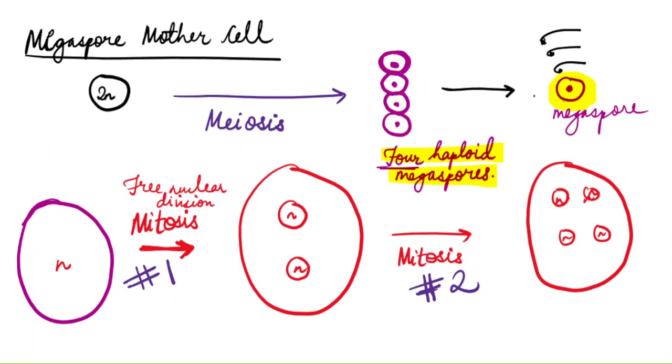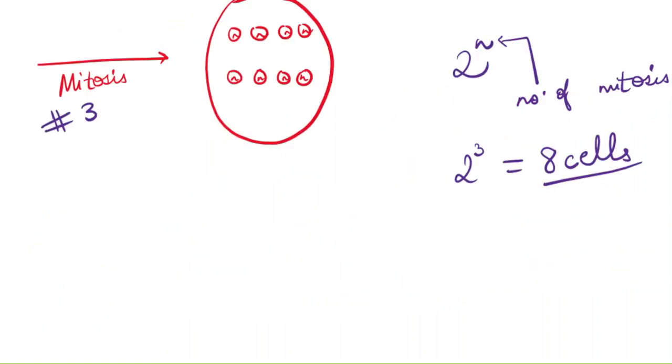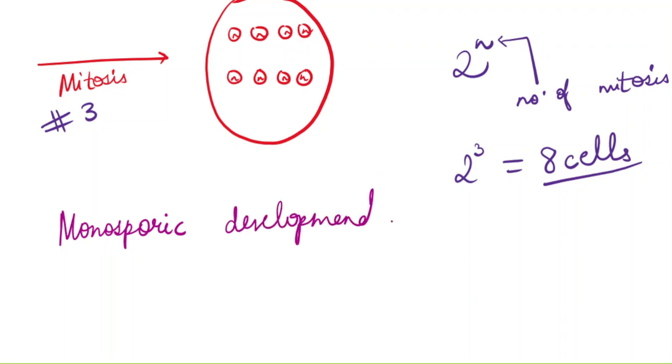Megasporogenesis. Now, you can see that here only one megaspore was functional. You can also say megaspore here as functional megaspore. Since there was only one megaspore functional, we say this type of development is monosporic development, because out of one spore the entire embryo sac got developed. So we say monosporic development. You should know this. This is the very first point you should know.